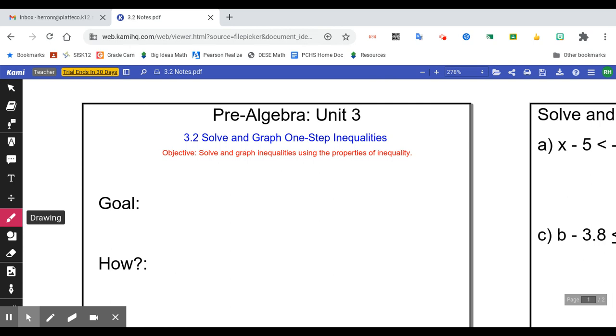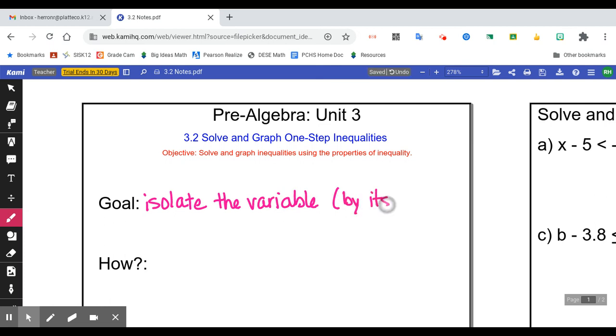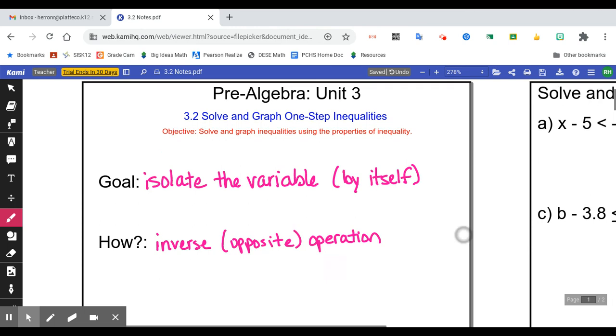Our goal for all of these when we're solving inequalities is the same as it was with equations. We want to isolate the variable, which means get it by itself on one side. We're going to do that by always doing the inverse operation. The inverse means we're going to do the opposite. If it's addition, we're going to subtract. If it's multiplication, we're going to divide. So always doing the inverse.